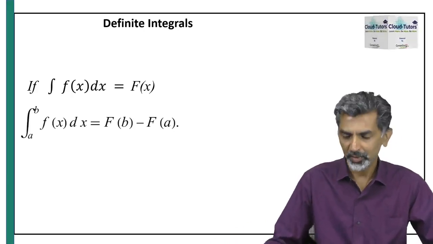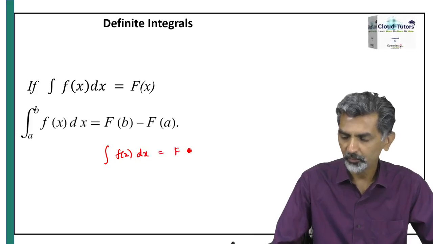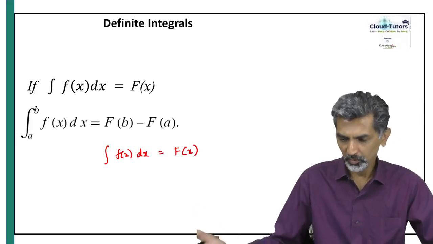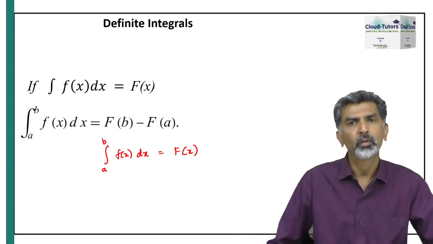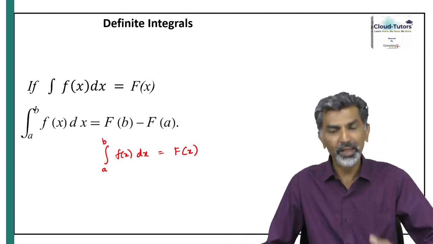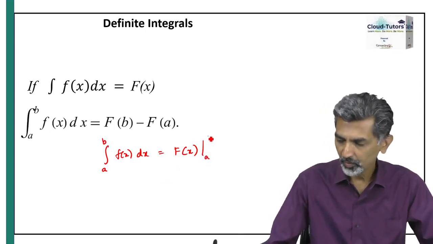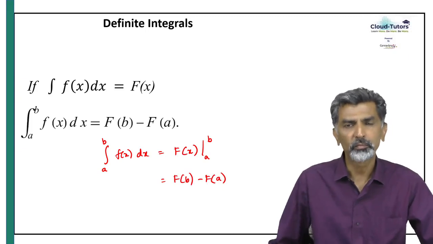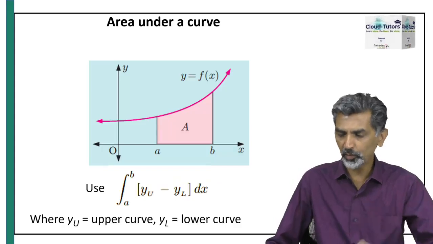So if you have an integral of a function small f of x, it essentially means that if you are integrating between the limits x is equal to a to x is equal to b, then this becomes F of b minus F of a. So this is the mathematical process. So what does it mean in graphical terms? Well, this is what it means.